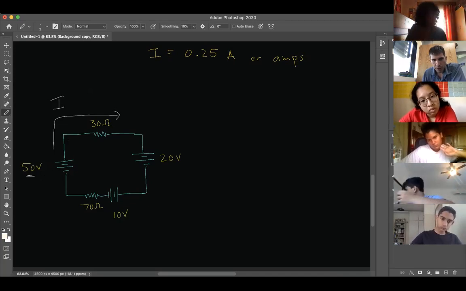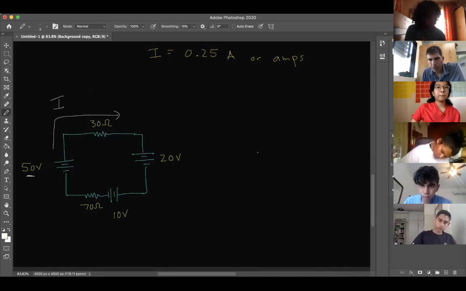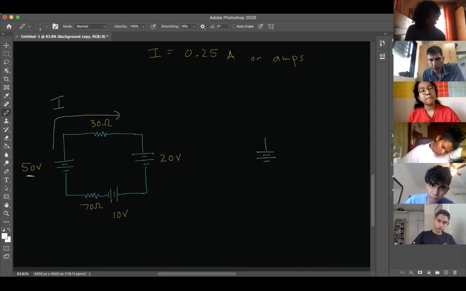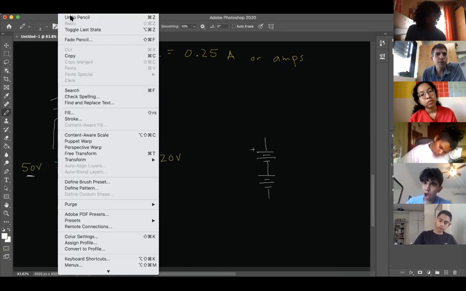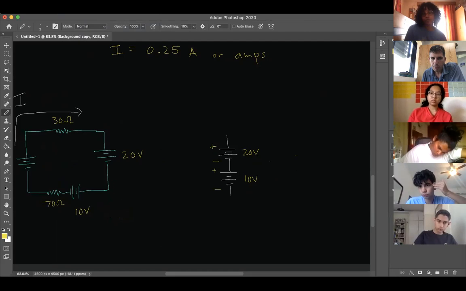If you look over here, there are two other batteries that are connected. And there's a rule that we'll talk about later. But if you have two batteries connected like this, with the positive terminal here and the negative terminal, say 10 and 20 volts, connected negative to positive, positive to negative, you just add them up to get the total voltage.